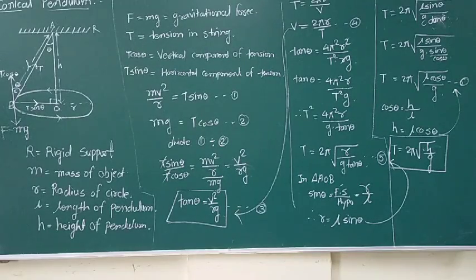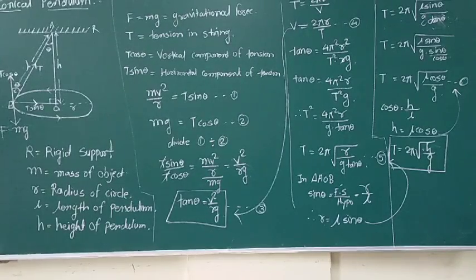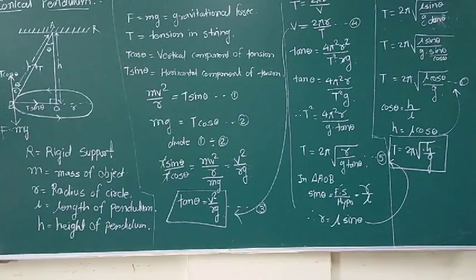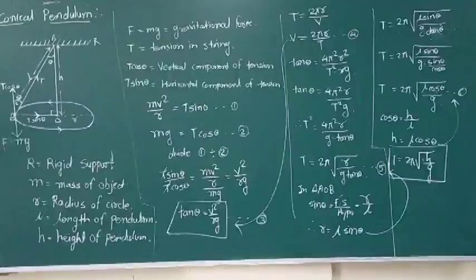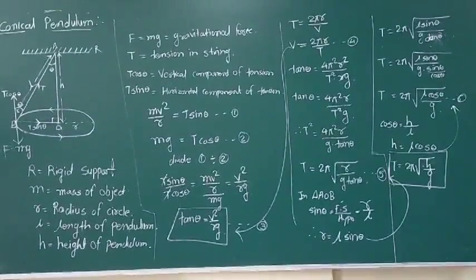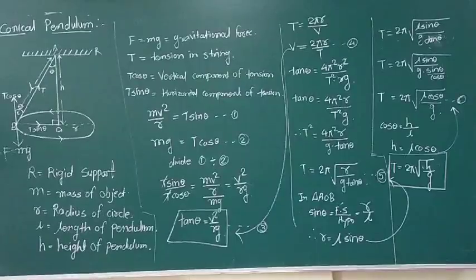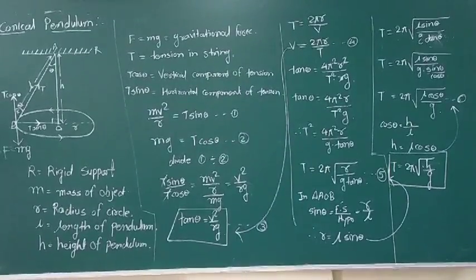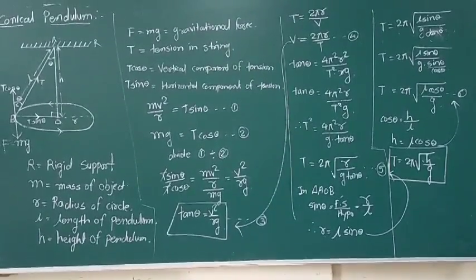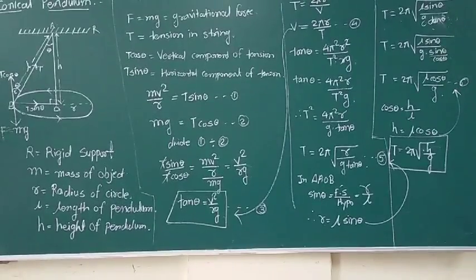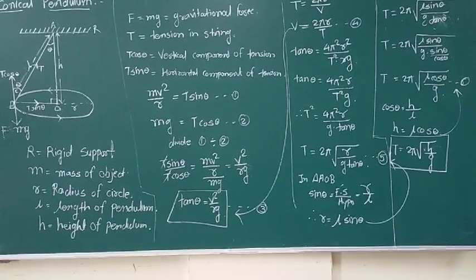Now dividing equation 1 by equation 2, T gets cancelled, and sin theta upon cos theta is tan theta. So tan theta is equal to v square upon rg. And we know the formula for time period: T is equal to the circumference of the circle divided by its velocity. That means T is equal to 2 pi r upon v. So we get v is equal to 2 pi r upon T.